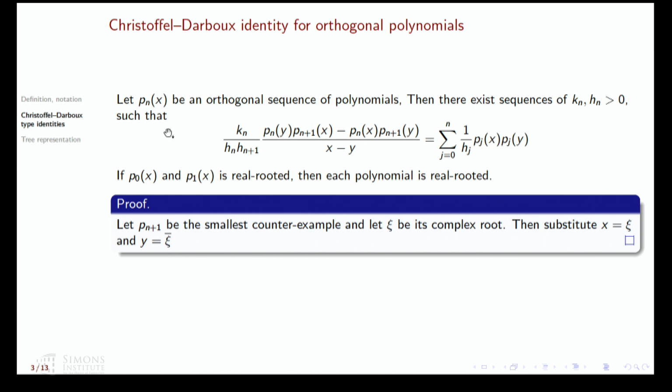If we believe that this identity holds, what would be our strategy to prove it? Let's take the smallest counterexample, and then choose a complex root of it, which witnesses the non-realness. Then let's use this formula and plug in xi and xi conjugate at x and y. On the left-hand side, this will be 0, this will be 0, therefore the upper part will be 0. Since we chose a truly complex root, x minus y will be a non-zero number here. So the left-hand side is 0.